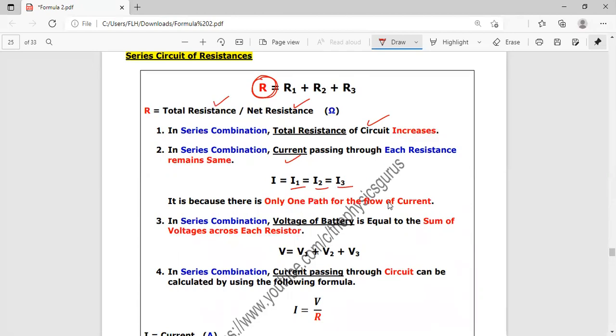And the reason is there because there is only one path for the flow of current. In series combination, voltage of the battery is equal to the sum of the voltages across each resistor. That is V is equals to V1 plus V2 plus V3. And in series combination, if we want to calculate the total current passing through the circuit, then we have to apply the formula I is equals to V over R, where R can be calculated by using this formula.